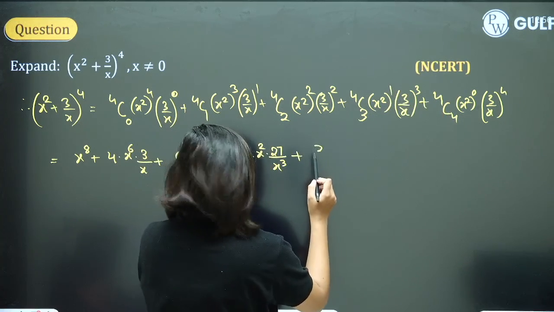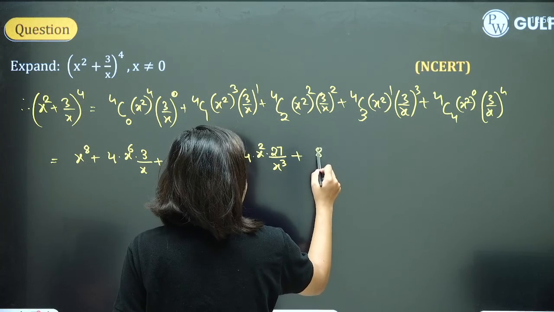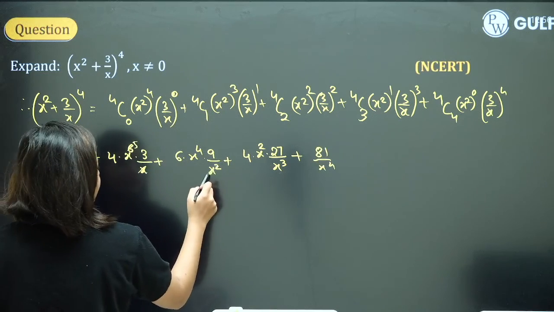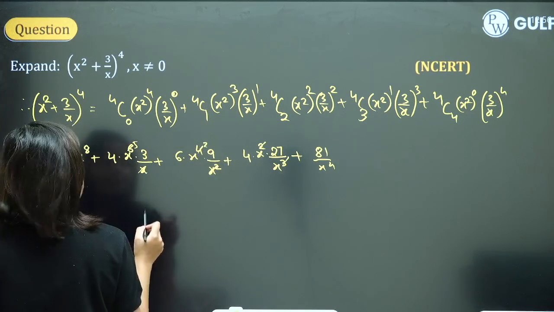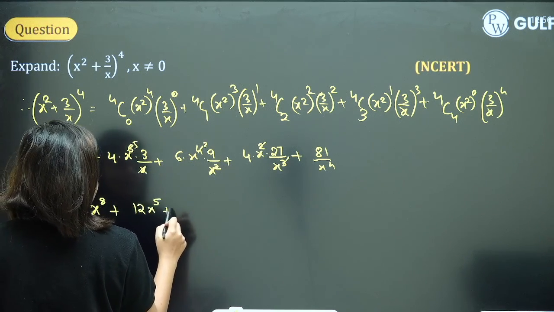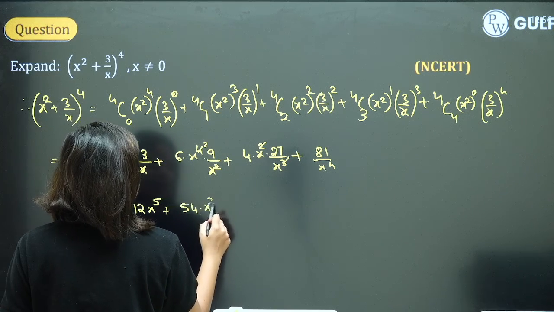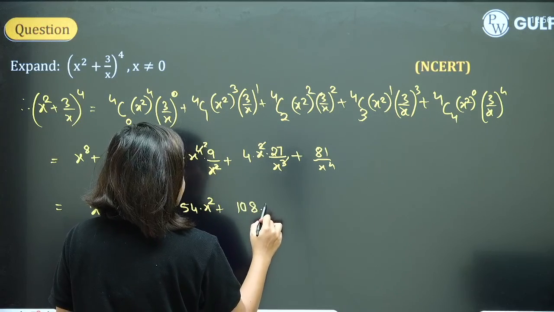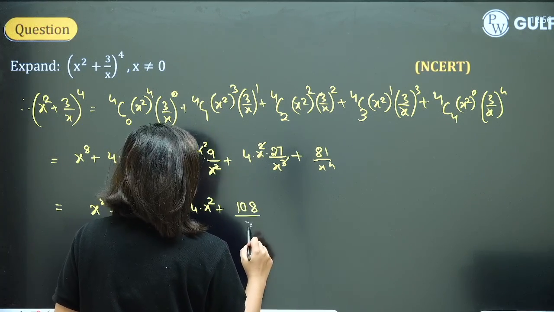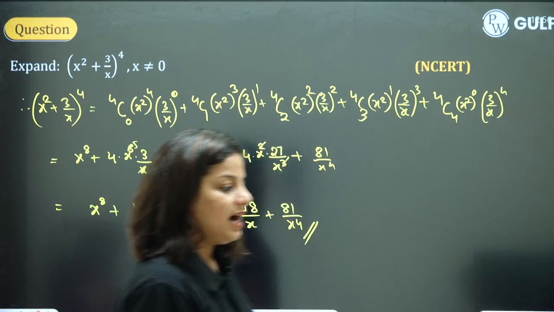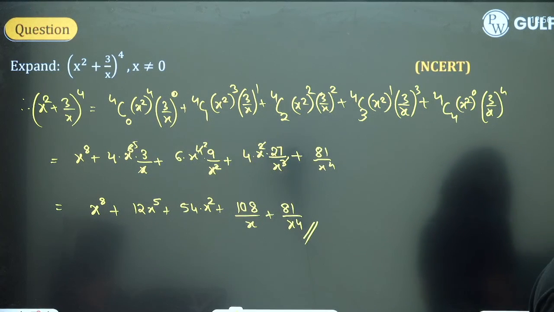3 raised to 4, how much is 3 raised to 4? 81 upon x raised to 4. Something is cancelable, do that; if not, leave it. The final answer is x raised to 8, 4 3s are 12 times x raised to 5, 6 9s are 54 times x square, 27 into 4 will be how much? 108 upon x, plus 81 upon x raised to 4. That's the ultimate answer, the expansion. No further simplification is possible, leave it.